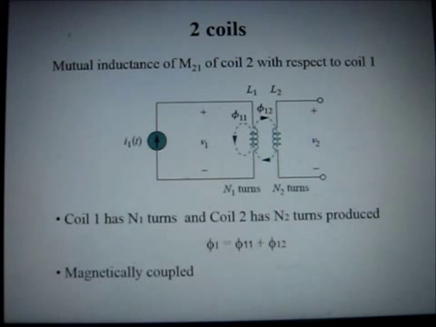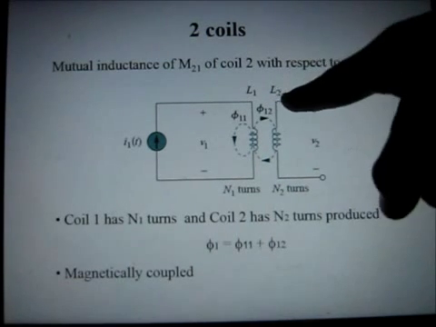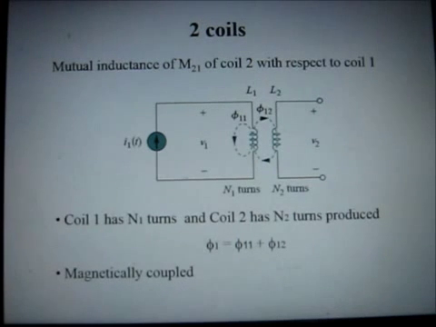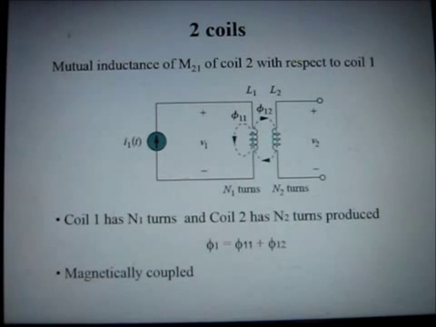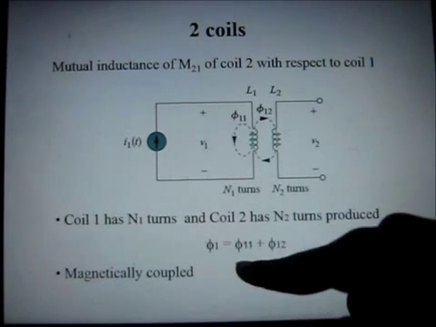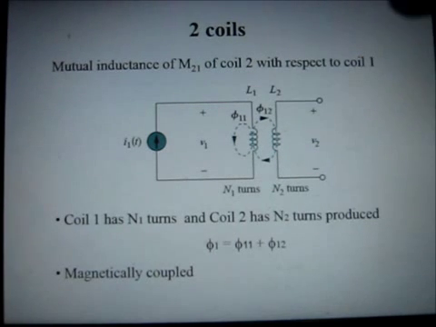Now this picture shows you a figure of mutual inductance between the two coils. Here is coil number 2 having self-inductance L2, and coil number 1 having self-inductance L1. So there is a linkage of flux among the two coils. In this case, the net flux linkage will be phi 11 plus phi 12. Coil 1 has N1 turns and coil 2 has N2 turns. So for coil 1, it will have net flux due to the self-induced flux and the mutual induced flux.